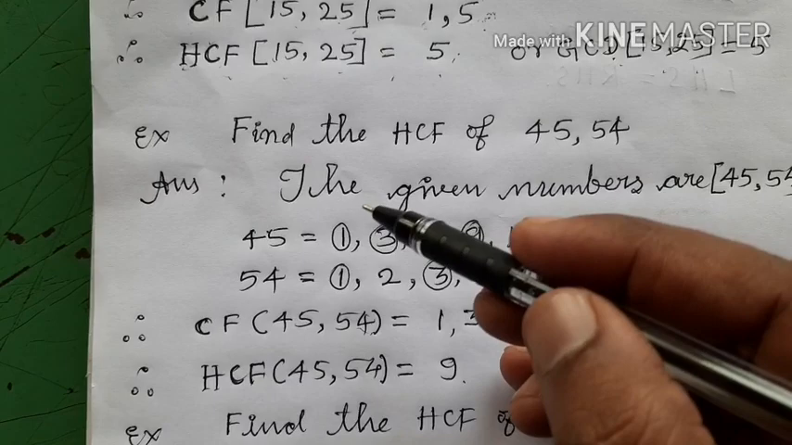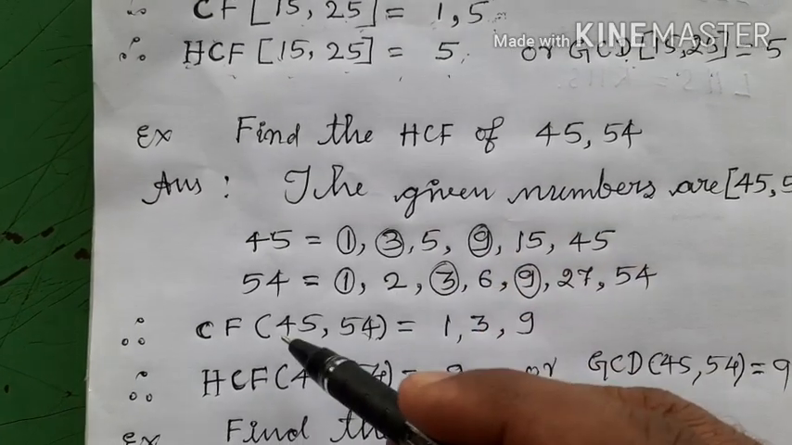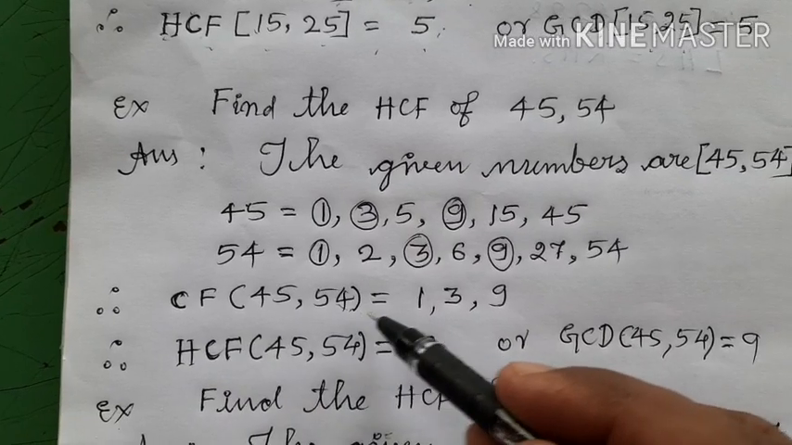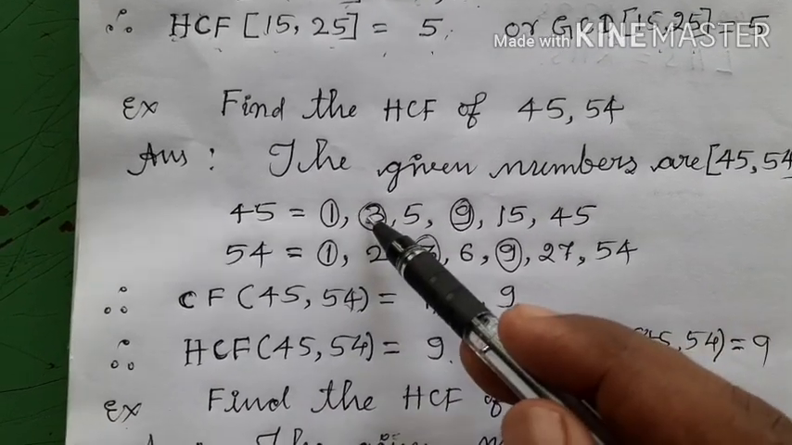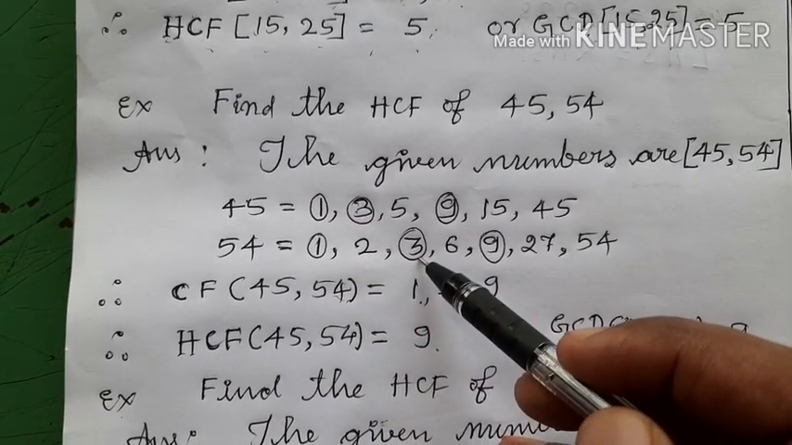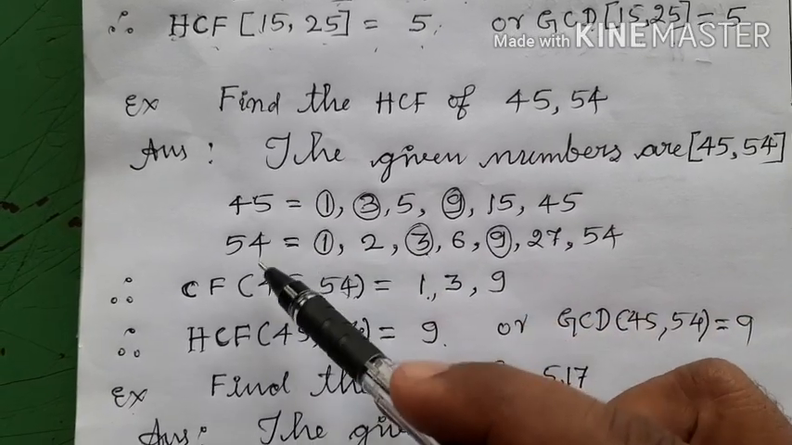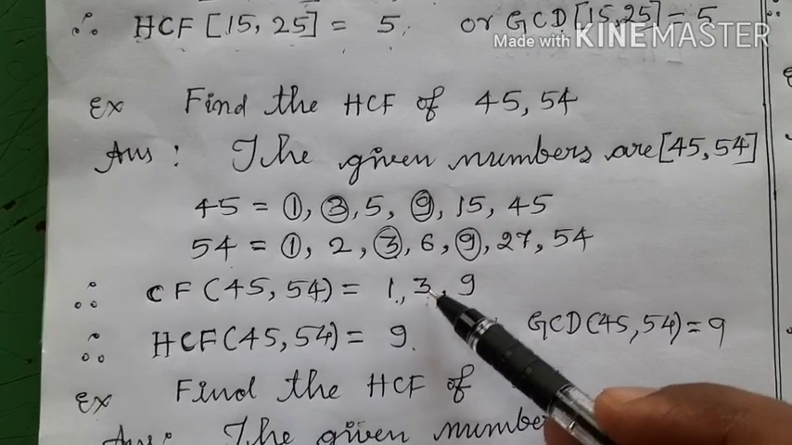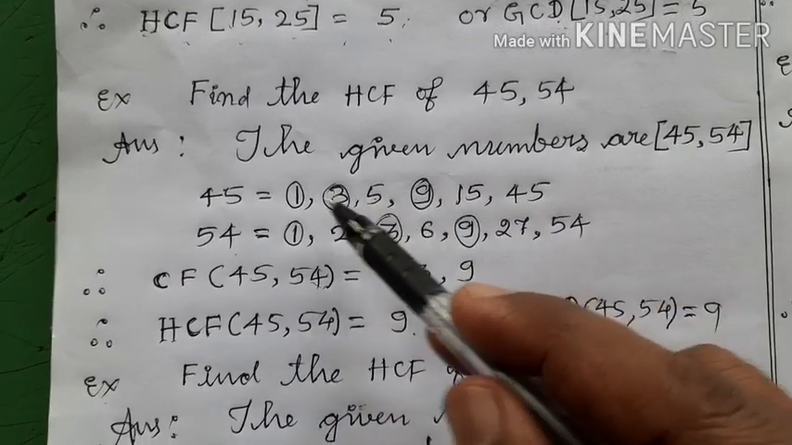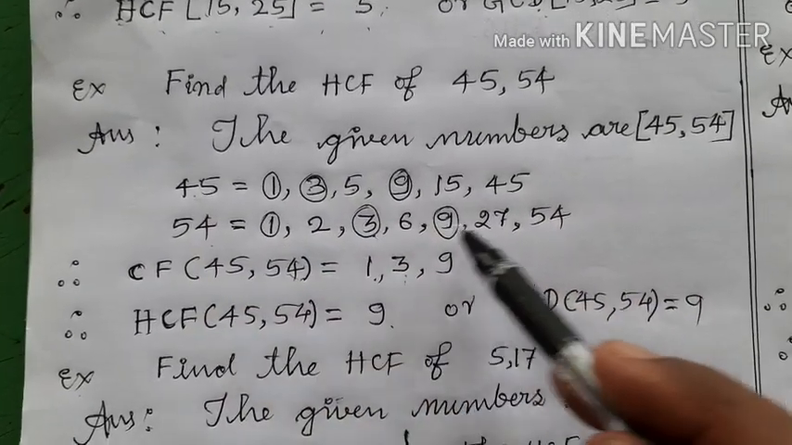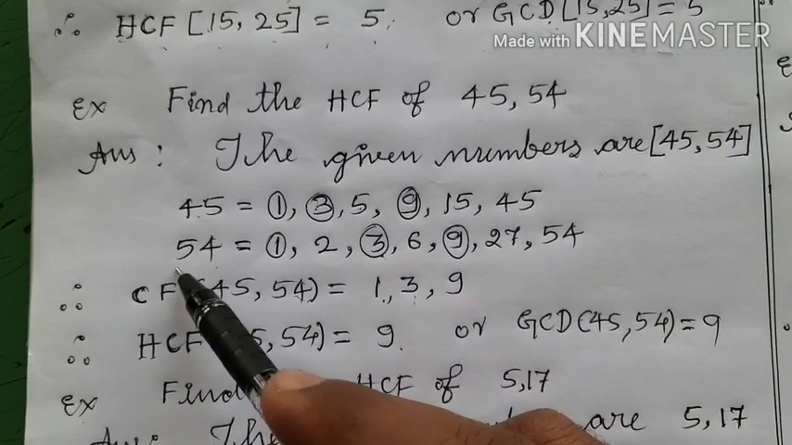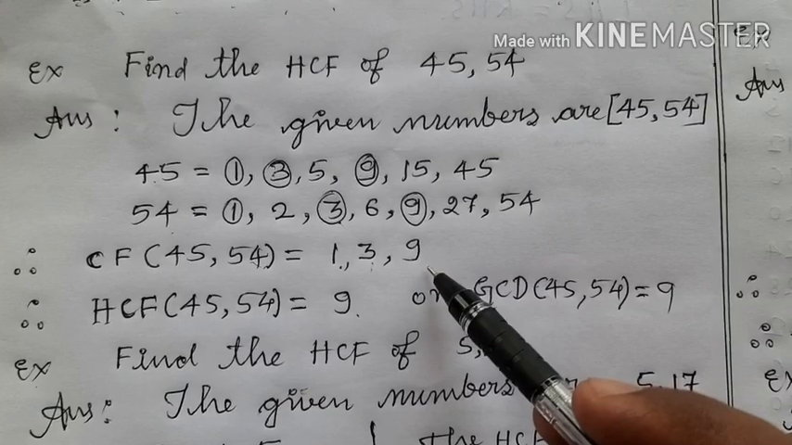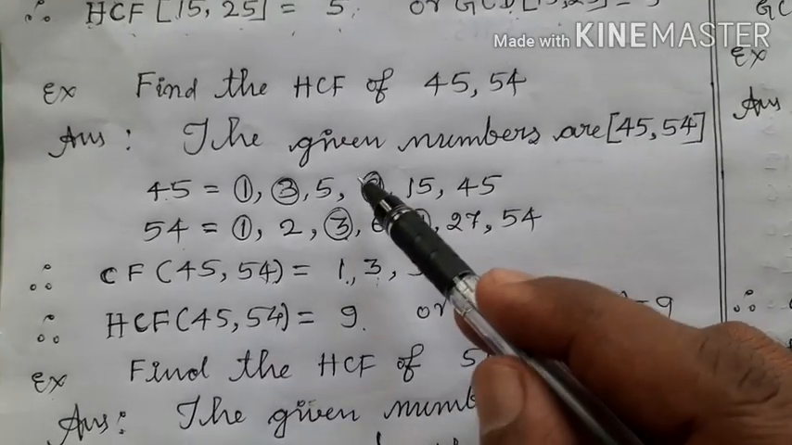So children, here 1 is the common factor of 45 and 54. Therefore, the common factor of 45 and 54 is 1. Okay. Similarly, 3 is a common factor of 45 and 54. Therefore, I write it in the common factors list. Here 5 is a factor of only 45, but 5 is not a factor of 54. That is why I have not listed it as a common factor. It is an uncommon factor.